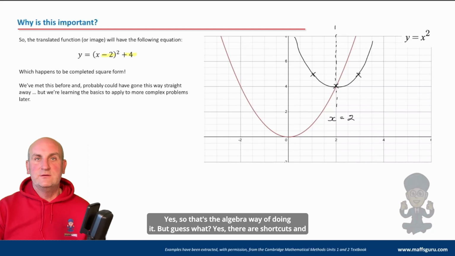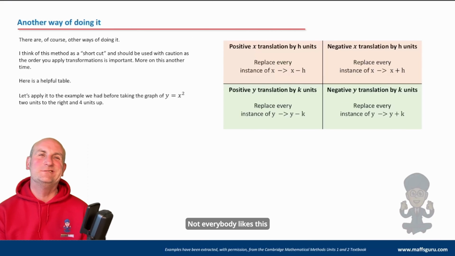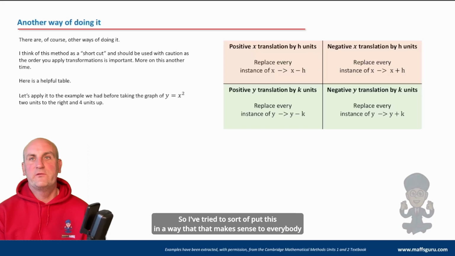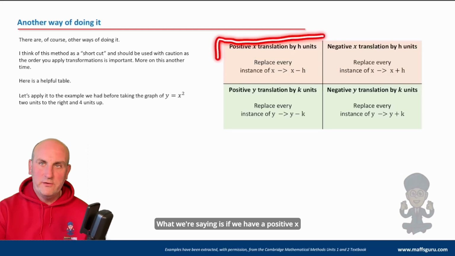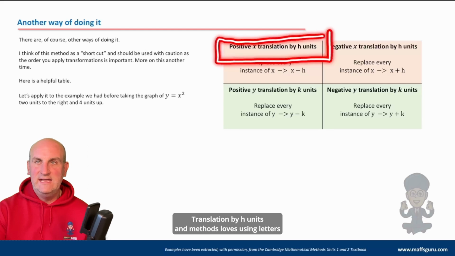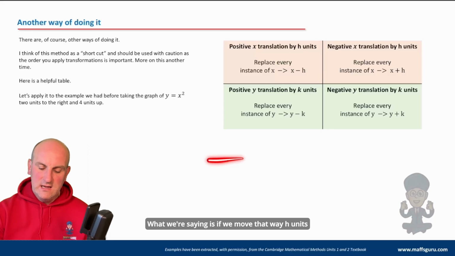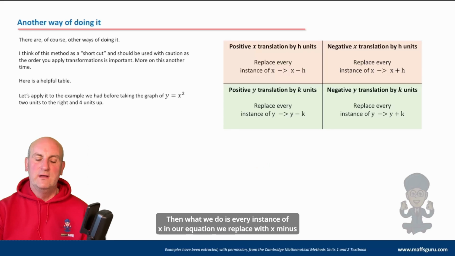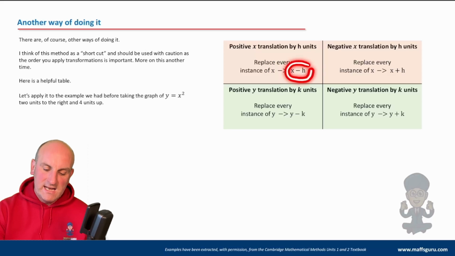So that's the algebra way of doing it. But guess what? Yes, there are shortcuts. And not everybody likes this. So I've tried to put this in a way that makes sense to everybody. What we're saying is, if we have a positive x translation by h units, and methods loves using letters, if we move that way h units, then every instance of x in our equation, we replace with x minus h.